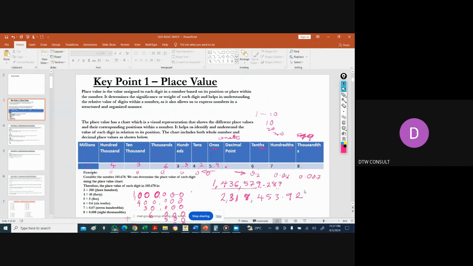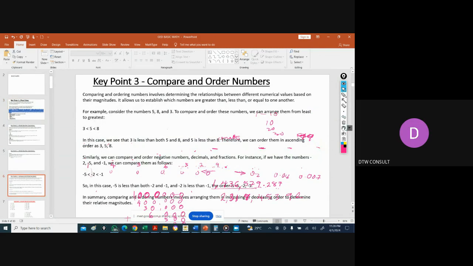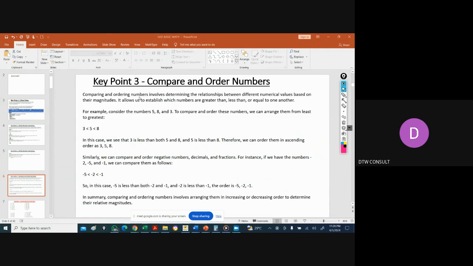Okay? Okay, good. Now, we're quickly going to look at comparing numbers. You know, immediately after knowing your number place value, the next thing to do is to compare your numbers. Know which is greater than which. All right? Comparing from the least to the greatest. Okay. So let's see this here. So comparing and ordering numbers involves determining the relationships between different numerical values based on their magnitude. It allows us to establish which numbers are greater than, less than, or equal to one another.